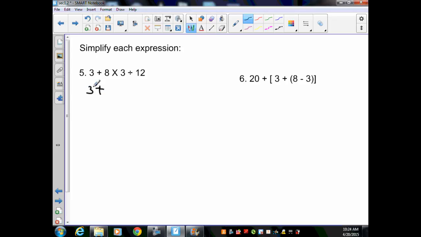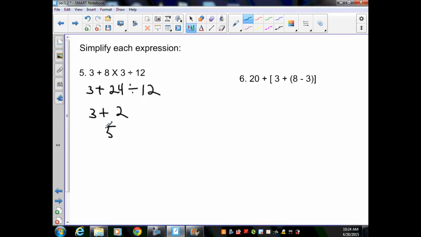Multiplication and division in order from left to right. 8 times 3 is 24, divided by 12. Notice I work on 2 numbers at a time. That's it. I don't try to solve any faster than this. Bring down my 3. Plus 24 divided by 12 is 2. And finally, 3 plus 2 is 5.